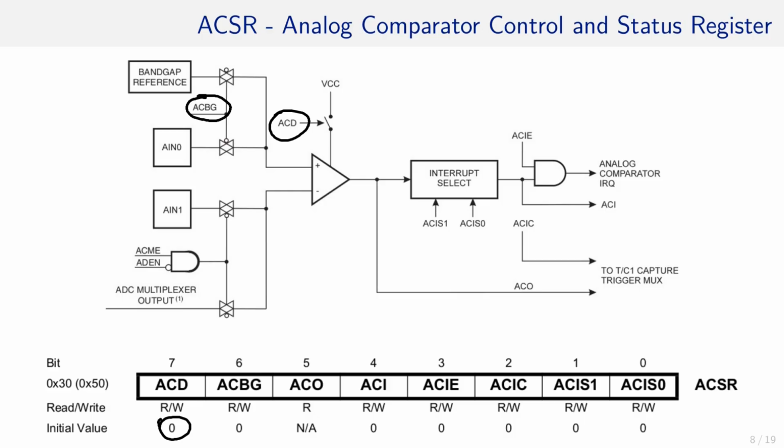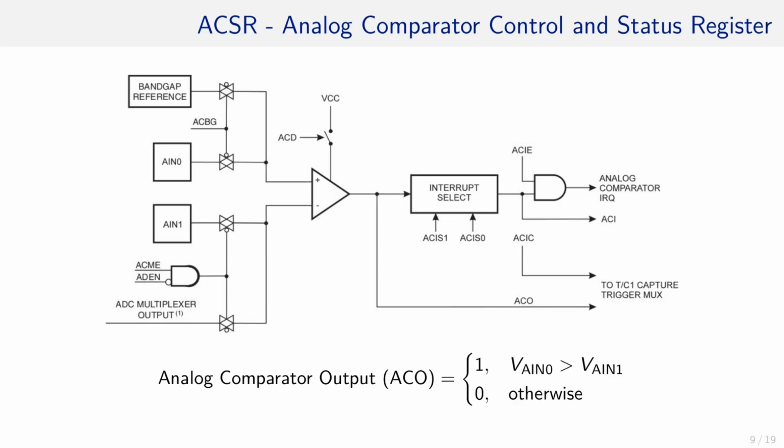The next bit in the ACSR is ACO. The analog comparator output is 1 if the positive input is higher than the negative input. For instance, if a 1.8 volt source is connected here and a 1 volt source on this wire, then ACO will be 1.